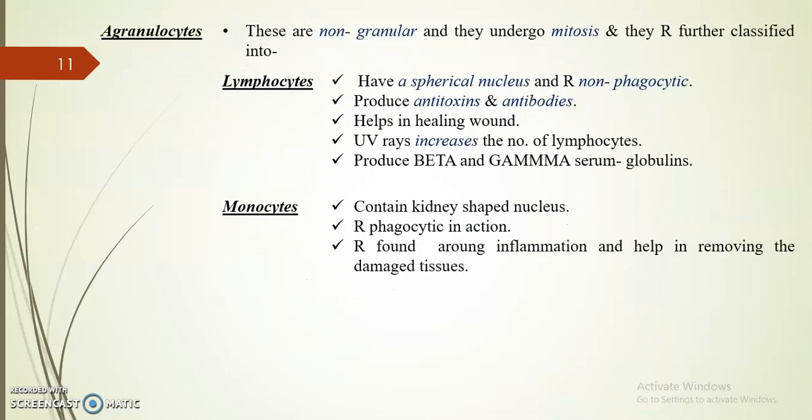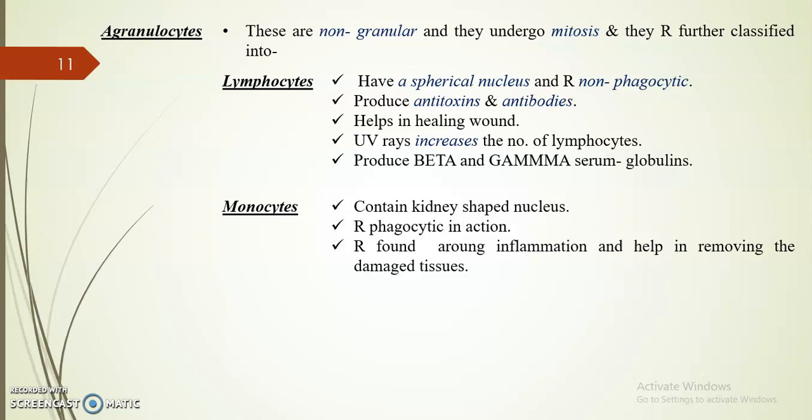Granulocytes. These are non-granular and they undergo mitosis. And they are further classified into lymphocytes and monocytes. They have a spherical nucleus. Non-phagocytic. Produce antitoxin antibody. Help in healing wounds. UV rays increase the number of lymphocytes. They produce beta, gamma, serum globulin.